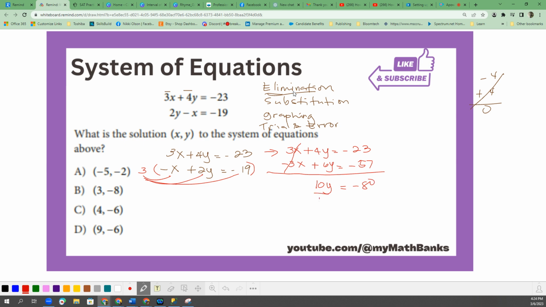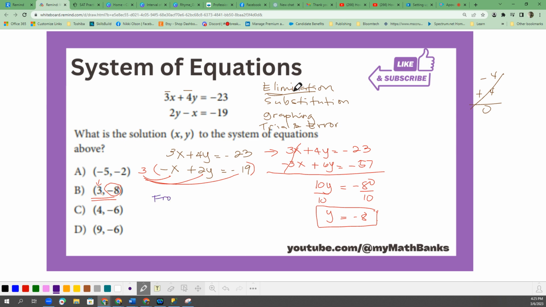Therefore, when I solve for y, I'm going to divide by 10. My y is negative 8. This is multiple choice, so only one of the choices has y as negative 8, this one right here. So I'm going to double check it, because what if I'm wrong here? But since this is multiple choice, this is my best shot. Therefore, x has got to be 3. Well, let's check. I'm going to substitute 3 into the first or second equation, it doesn't really matter, to see if it satisfies the equation.